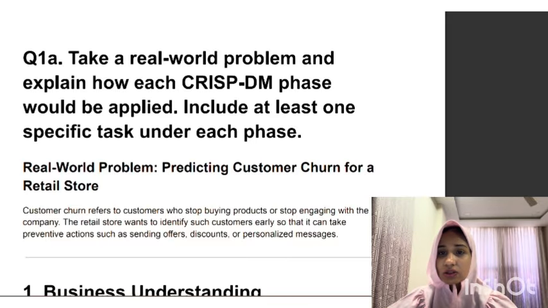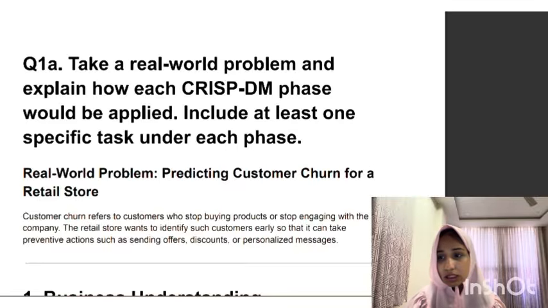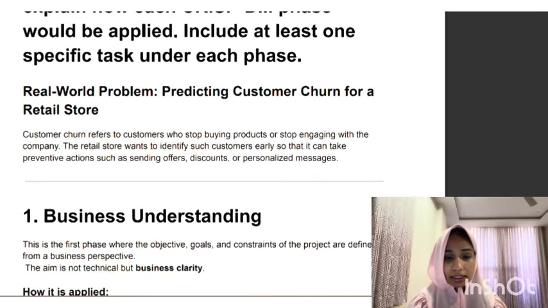In today's video, we are going to discuss the end semester paper. In this particular video, I'll be discussing question number 1 and the rest of the questions in the next videos. So let's start. Question number 1 states, take a real world problem and explain how each CRISP-DM phase would be applied. Include at least one specific task under each phase. So this is part A of question number 1. Let's get into it.